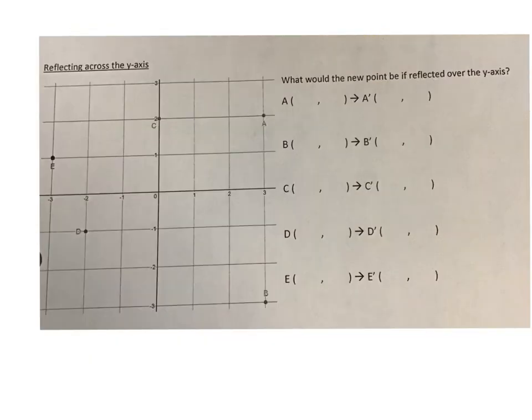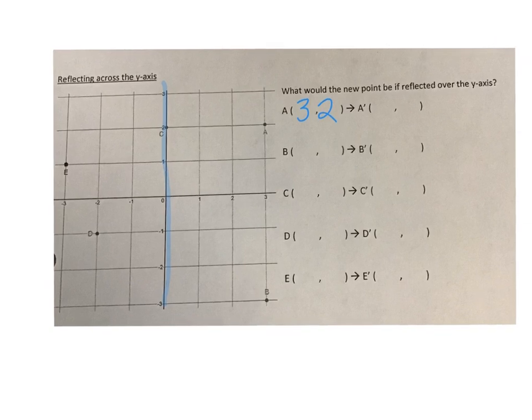So now we're going to reflect over the y-axis. I'm going to highlight our y-axis so that helps us a little bit to make sure we know which axis we're reflecting over. So for this one, A is at 3, 2. And we're going to reflect over the y, quadrant 1, quadrant 2, quadrant 3, and quadrant 4. So A is going to reflect over the y-axis and end up in quadrant 2 at -3, +2, and that's going to be A prime.